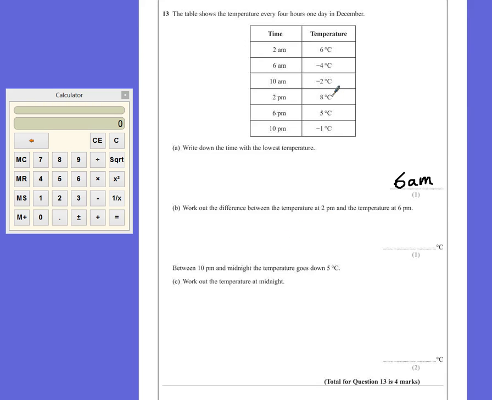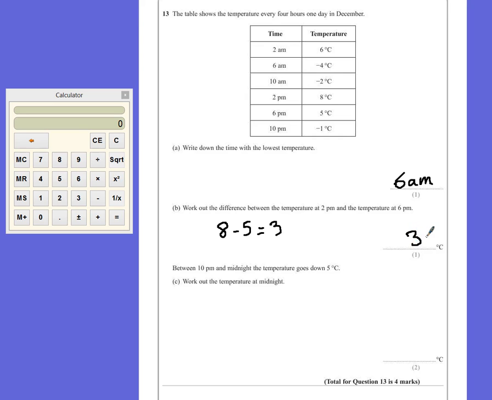Part B. Work out the difference between the temperature at 2 PM and the temperature at 6 PM. So at 2 PM, the temperature is 8 degrees. So I'll just make a note, that's the one I'm using. And the temperature at 6 PM is 5. So to find the difference, we'll do 8, take away 5, which is 3. So the difference is 3 degrees.